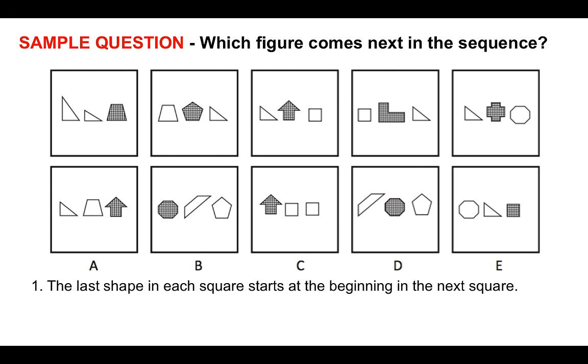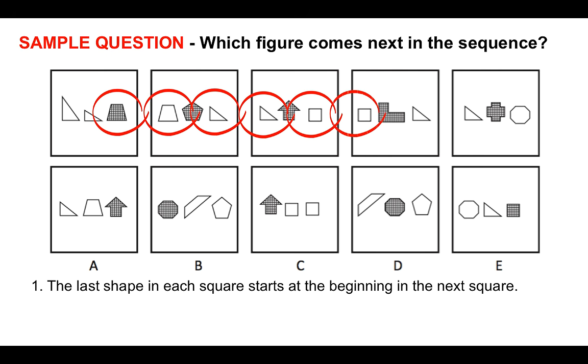So the last shape in each square starts at the beginning in the next square. So what I mean by that, if you look at the last shape in the first square, it actually starts as the first one in the next one. So if you look at that triangle, which is the last shape in the second square, it actually starts in the first one, and the square is last there, and then it's first there, and so on and so forth. So what we're actually looking for within this is this last one needs to start at the beginning, which is either B or E. So we can actually throw out A, C, and D straight away.